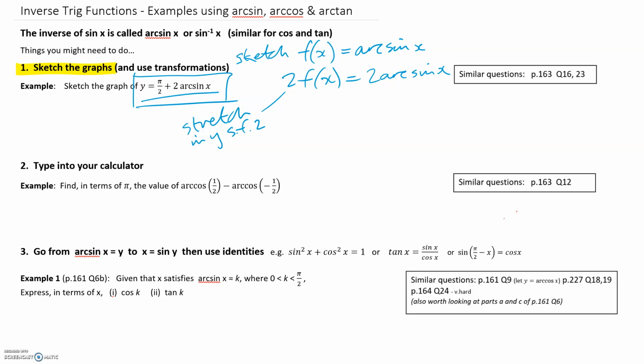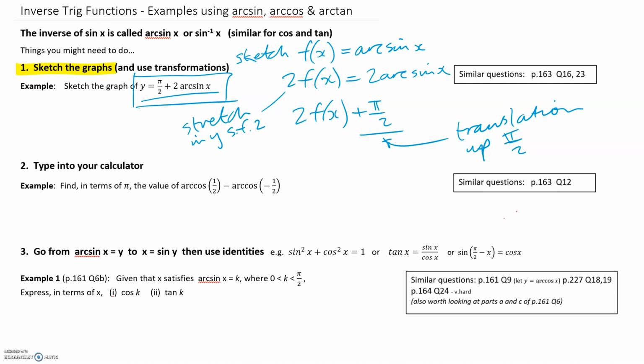And then if you were to then do 2f(x) plus pi over 2, that would give you the answer you want, which would just be a translation in the positive y direction, pi over 2. So it's very straightforward, those kind of questions.